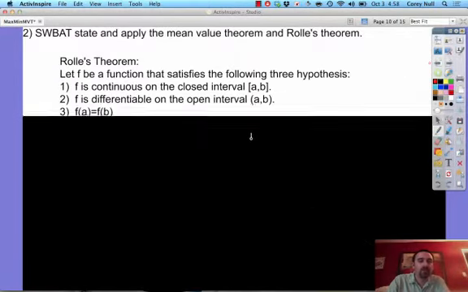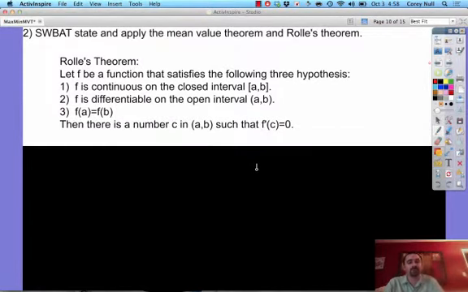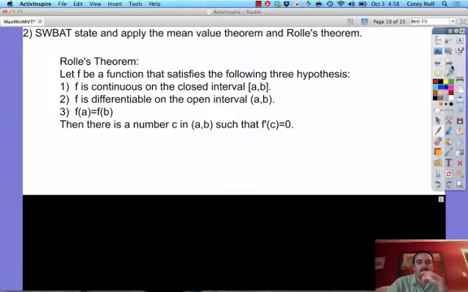All right. So now we want to talk about Rolle's theorem. Rolle's theorem is pretty interesting. What Rolle's theorem says is kind of similar to the intermediate value theorem, but it's specific to derivatives. So f is a function that satisfies 3 hypotheses. It has to be continuous on a closed interval. It has to be differentiable on an open interval. And the value at the endpoints has to be the same. What we're going to say then is there's a number in between so that the derivative is 0 between those two values.